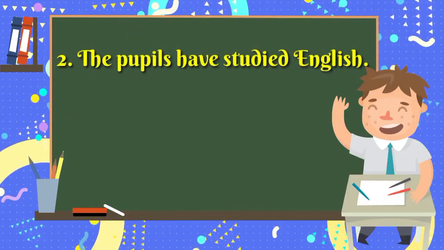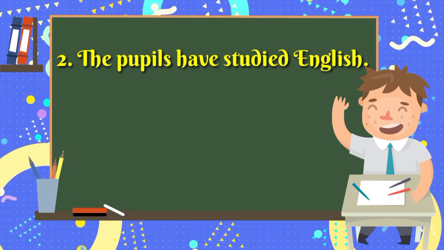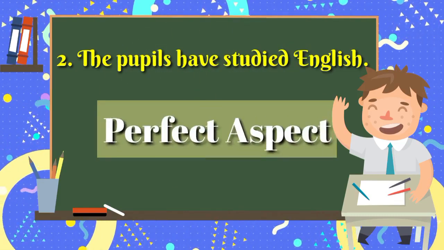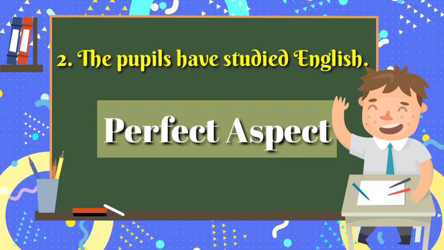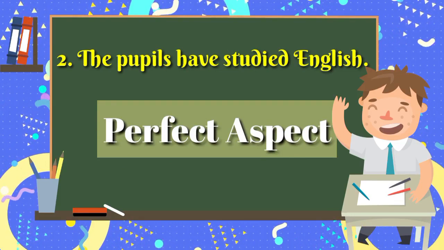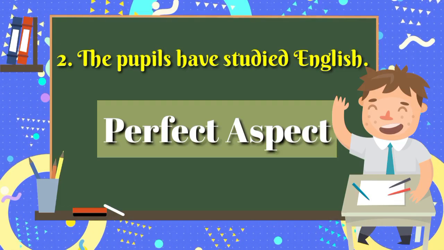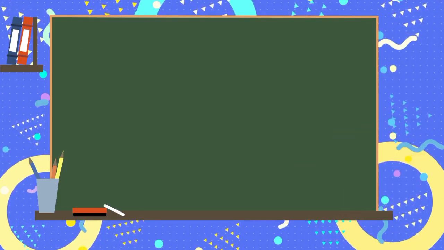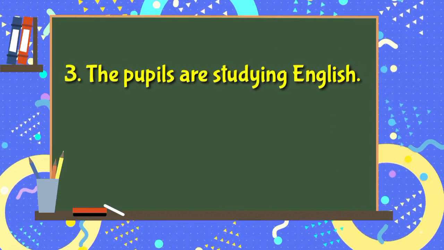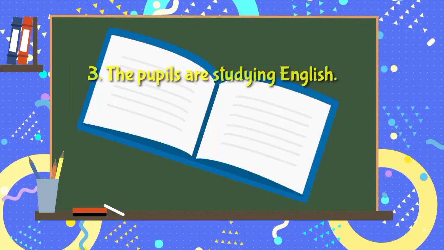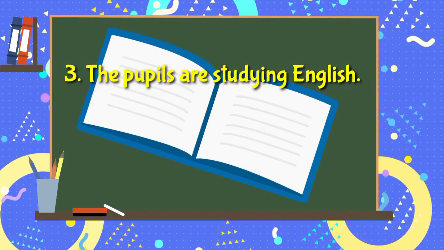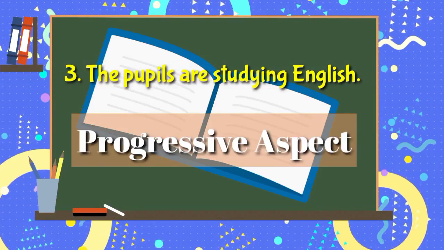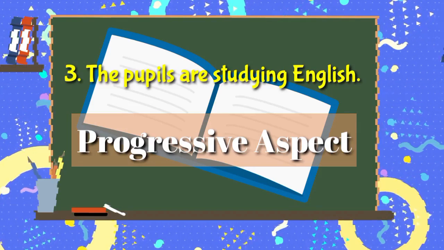How about in number 2? The pupils have studied English. It is an example of perfect aspect because it expresses a complete action. What about the sentence number 3? Good job! The number 3 sentence uses a progressive aspect. It expresses a continuous action or ongoing action.